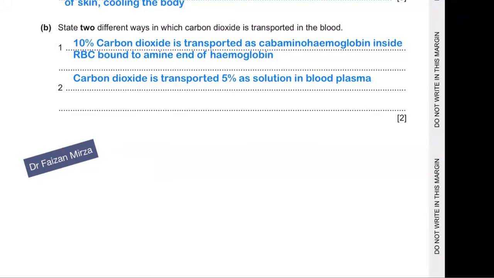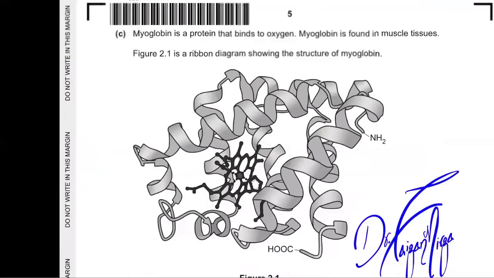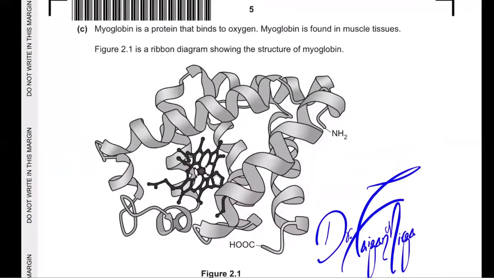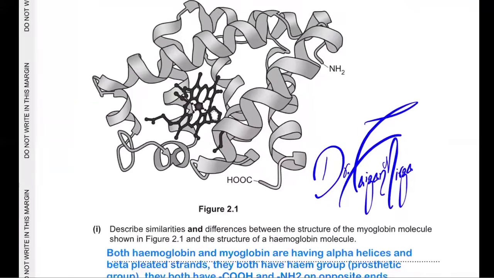So let's move to the next part. Here, a ribbon diagram is shown to you of myoglobin. They're saying myoglobin is found in muscle tissue. You can see that this is one protein made from one amine end and one carboxyl end. It means this is one polypeptide chain. There's an alpha helix.